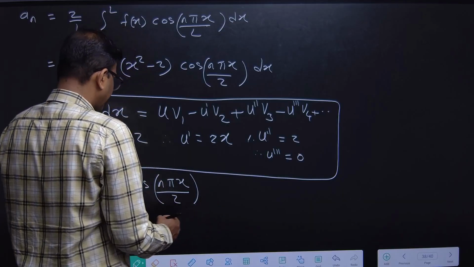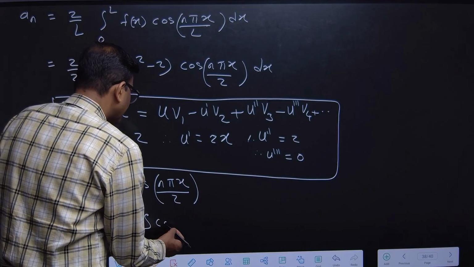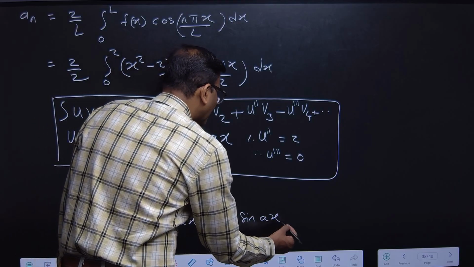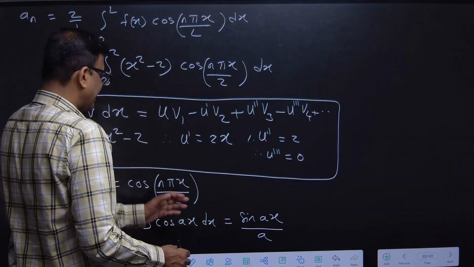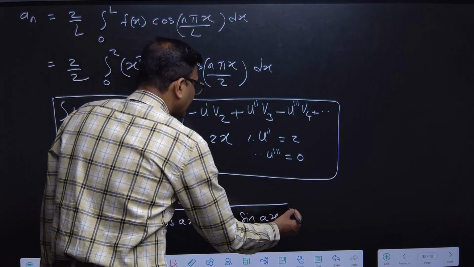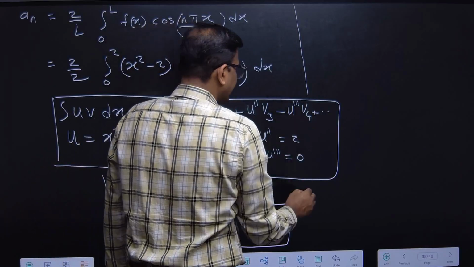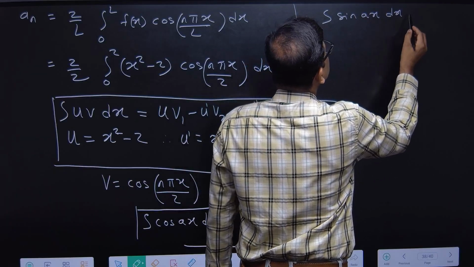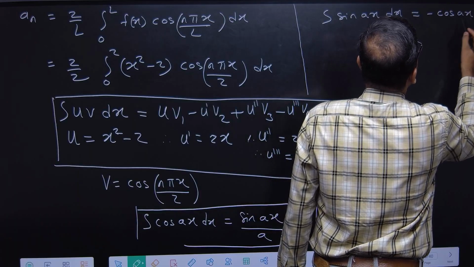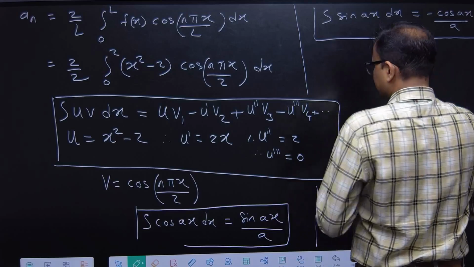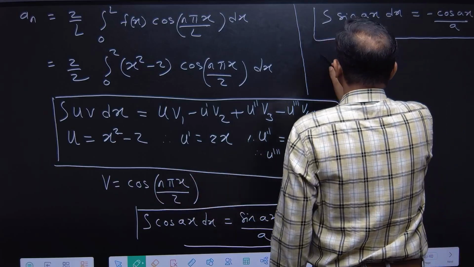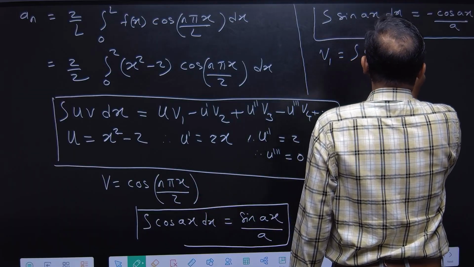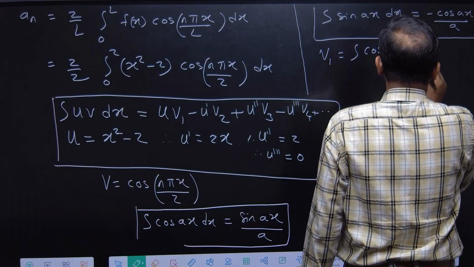Remember, in general, we know the formula that integration of cos ax dx is sin ax upon a. So that is the formula for integration of cos ax. And similarly, we know that integration of sin ax dx is minus cos ax upon a. Now in our case, v is cos n pi x upon 2. V1 is the integration of v. So it is integration of cos n pi x upon 2 dx.